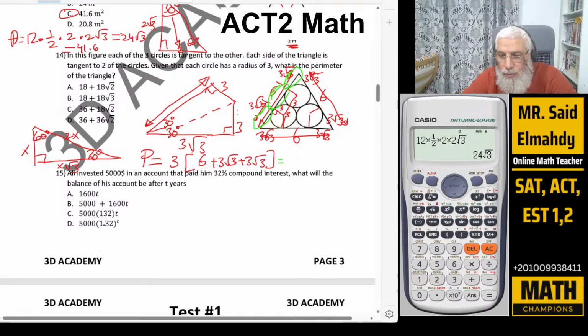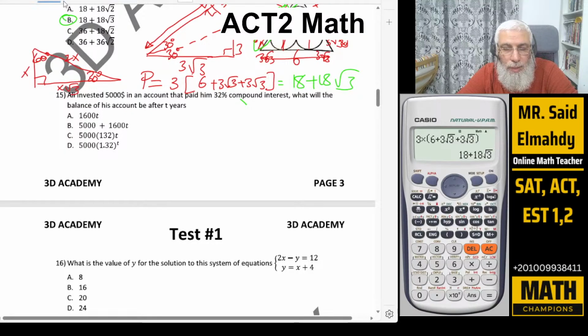Using the calculator, 3 multiply bracket 6 plus 3 root 3 plus 3 root 3 again, close bracket. This is equal to 18 plus 18 root 3. So the answer is B.